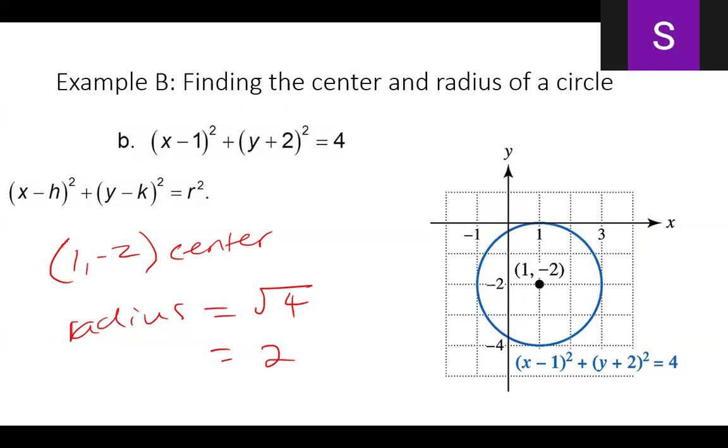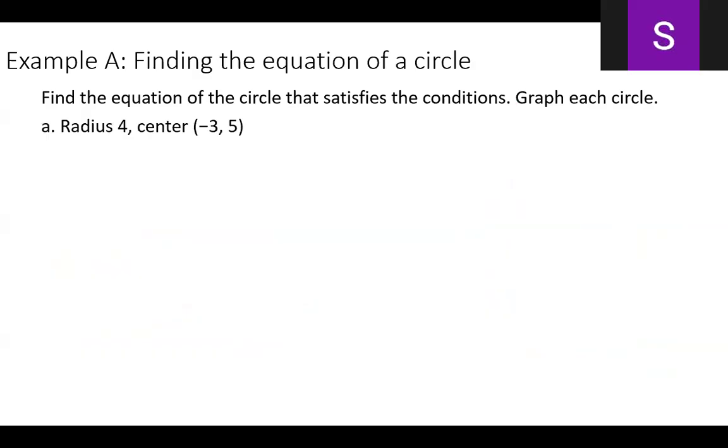All right. Now, instead of us being given the equation, we're going to have to create the equation. So we're going to go backwards. All right. So here it says, find the equation of the circle that satisfies the coordinates and graph the circle. So I need to make a circle that has a radius of 4 and a center at -3, 5. Okay. So from what I have, I should be able to identify my h and my k and what my constant is going to be.